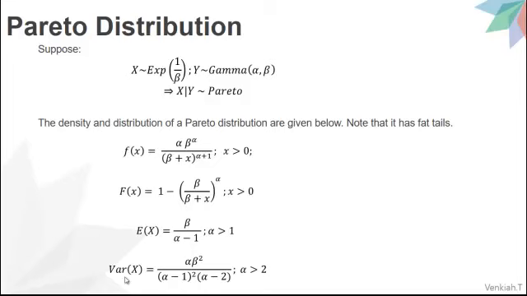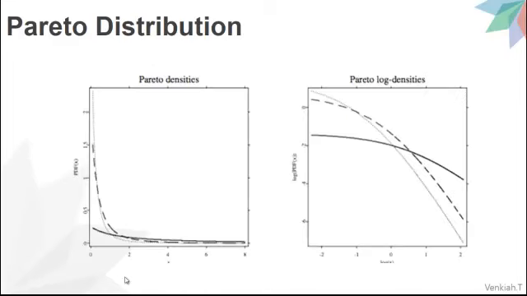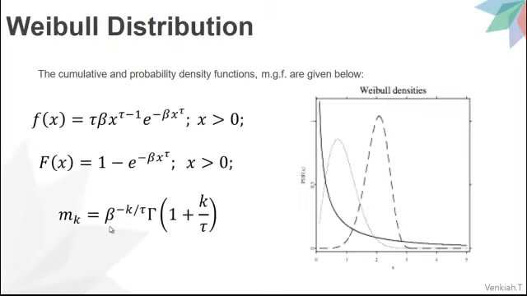Now we're going to consider the Pareto densities in the graph. For the Pareto distribution, the strong thick black line is for an alpha of 0.5 and a beta of 2.